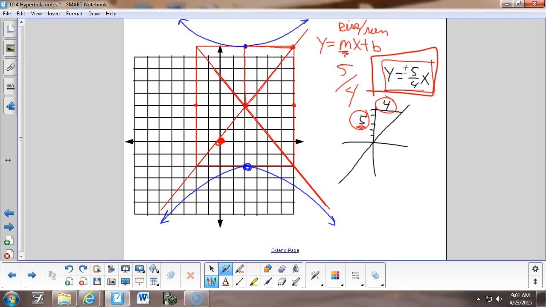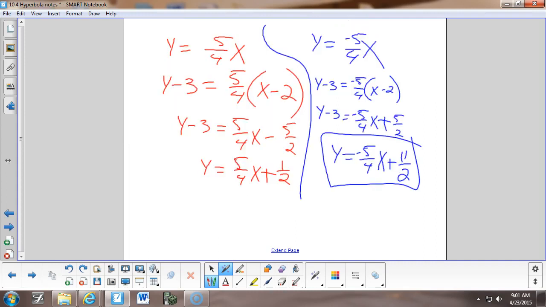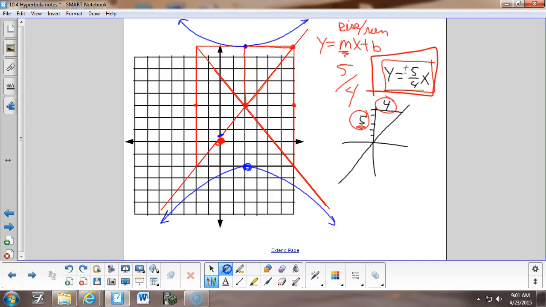I want to go back for a second. Look at the equation. It's supposed to have a 1 half y-intercept. Look at the picture. Right there. There's 1 half. That's where it's intersecting the y-axis. Let me do the other one.